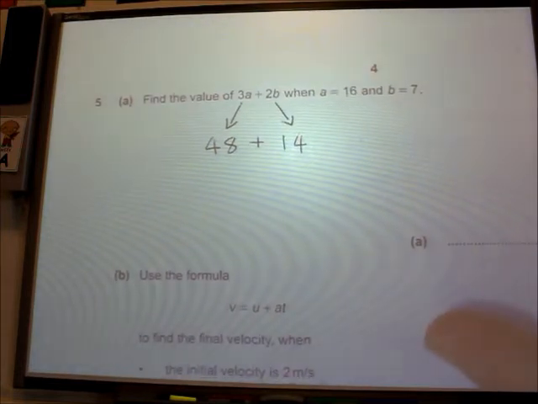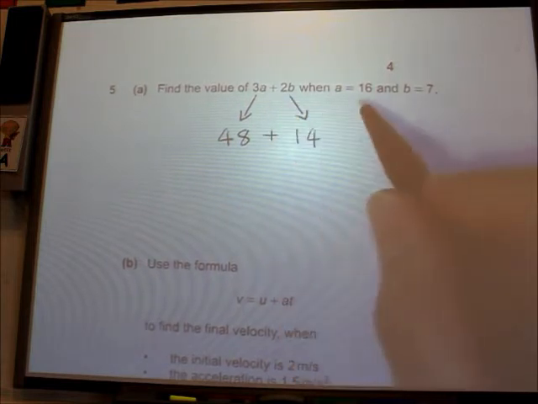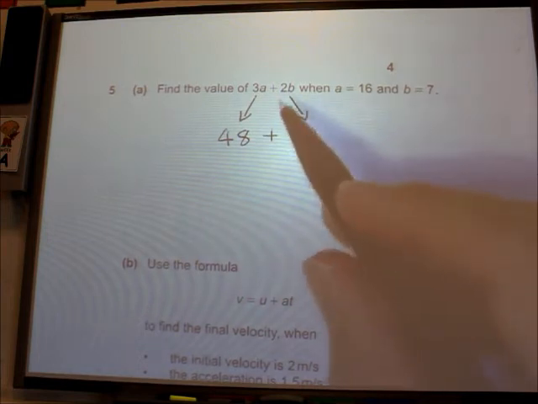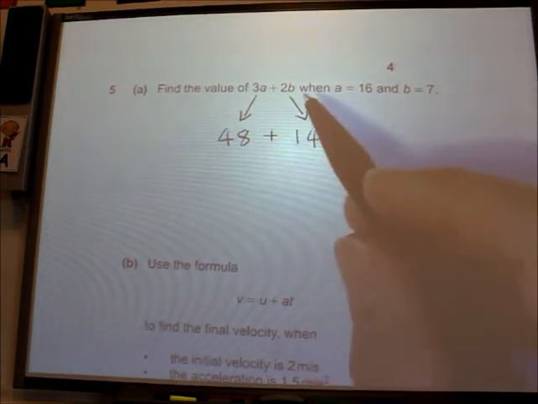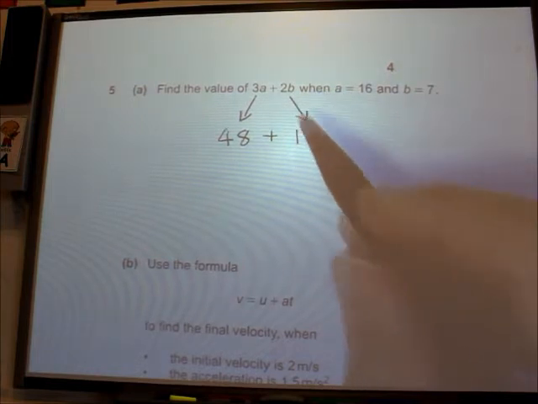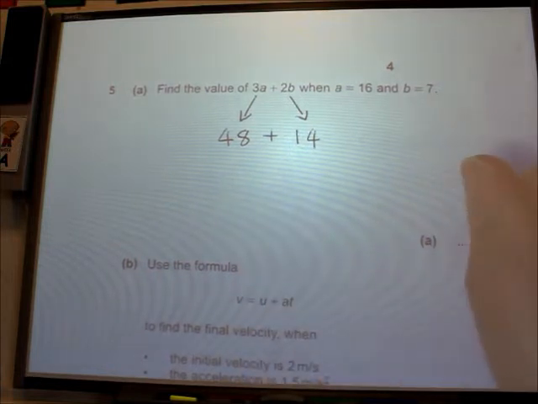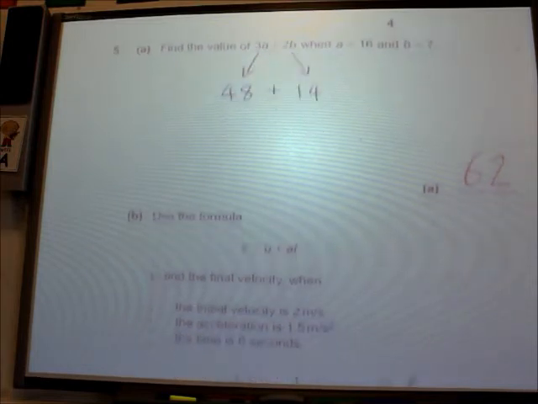Find the value. Okay, this is a substitution question. Find the value of 3a, add 2b when a is 16 and b is 7. Right, if a is 16, 3 times 16 is 48. If b is 7, 2 times 7 is 14, and you're adding them up. So 48 add 14 goes to 62. 62 is your answer to that. Next one.